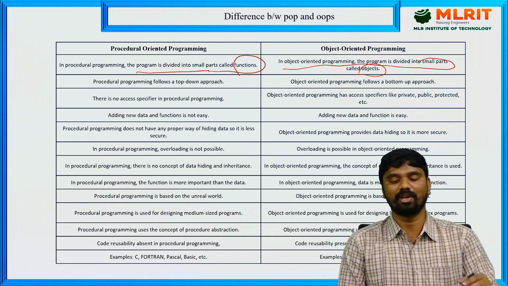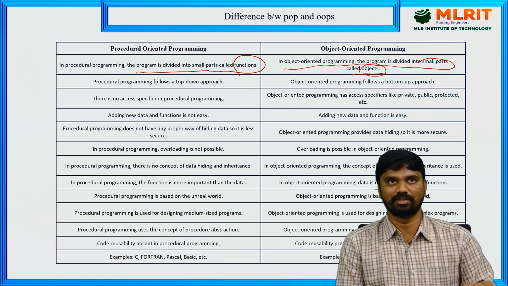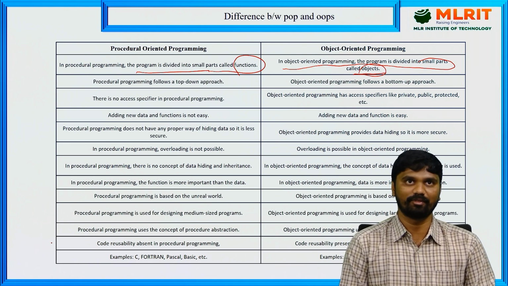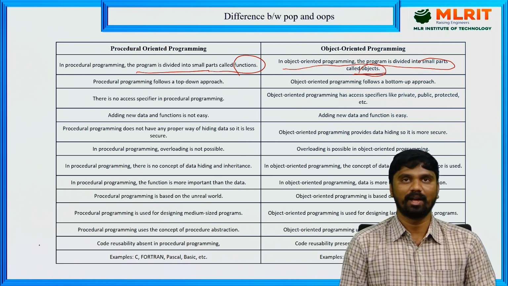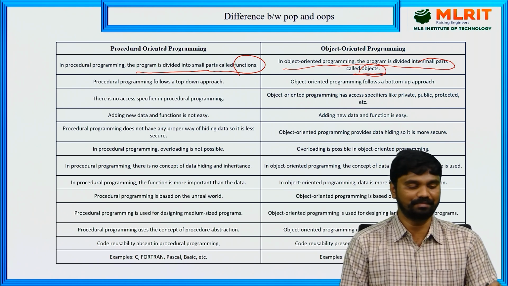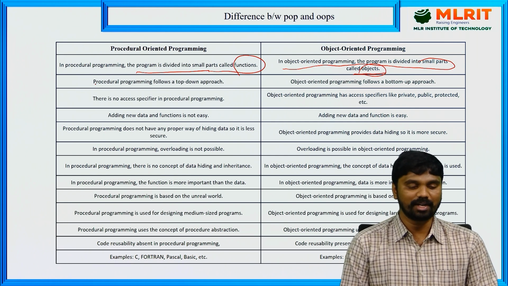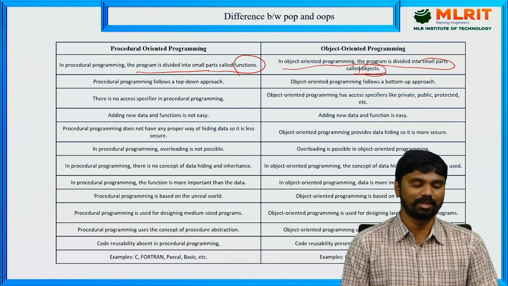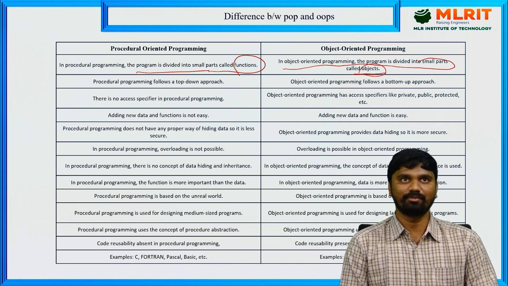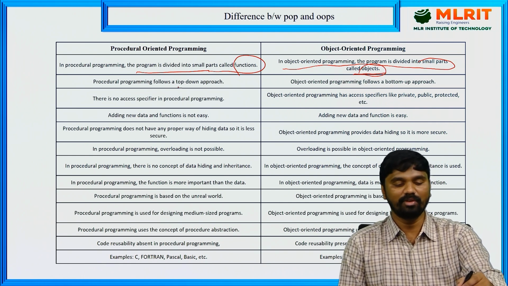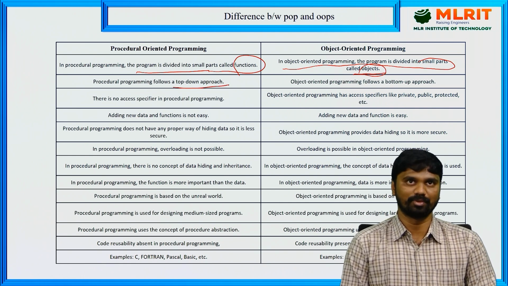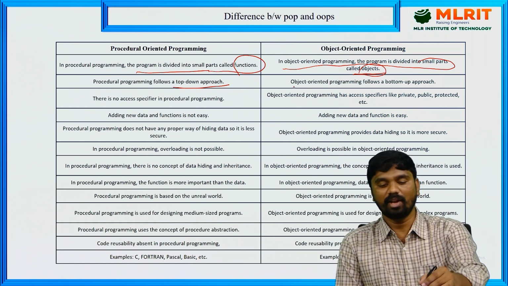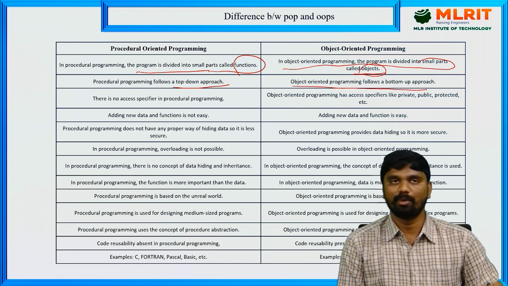In that class we are going to create what? Objects, right? Or we can say sometimes instances. Next, procedural programming, that is C programming, whatever procedure oriented programming languages are going to follow top down approach. Object oriented programming follows bottom up approach.